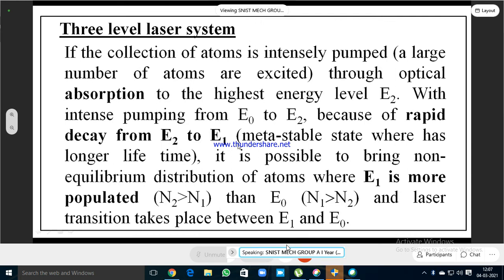So E1 is what? The metastable state, where it has a long lifetime. So it is possible to bring about a non-equilibrium distribution of atoms. Non-equilibrium means not the same number of atoms, where E1 is more populated. E1 is more populated, and obviously we have then assured the population inversion, that is N2 greater than N1. And laser transition takes place between E1 and E0.